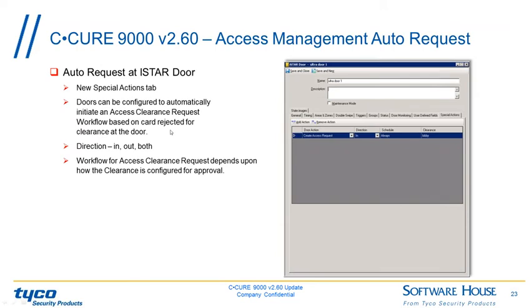Now, another thing you can set up is an auto request at an iStar door. Now, there used to be a tab called Visitor Management on the iStar door. That tab has been changed to be called Special Actions. And one of the actions you can do is set it up so that on a schedule and in a particular direction, in or out, if a person approaches that door, swipes, and is rejected for clearance, a clearance request for that person is automatically entered.